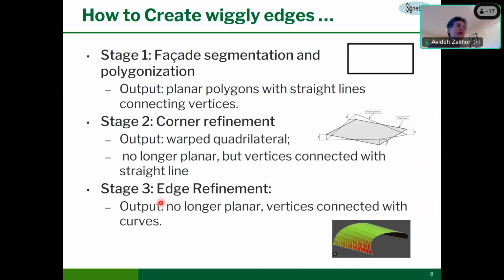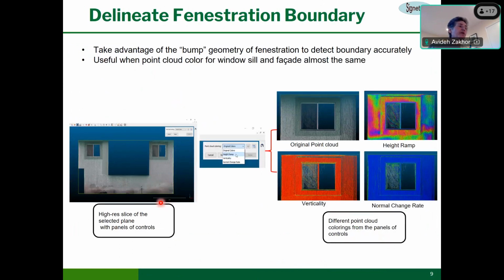In addition, what we found is delineating fenestrations accurately is very important. In many buildings, such as the one here, the frame of the window is almost the same color as the background, like the stucco. It's very hard to know where the window ends and where the stucco begins. So we've developed geometric analysis tools to not just look at the color of the point cloud, but to look at the 3D geometries, to help the user visualize those 3D geometries in order to delineate the windows and fenestrations much more accurately.